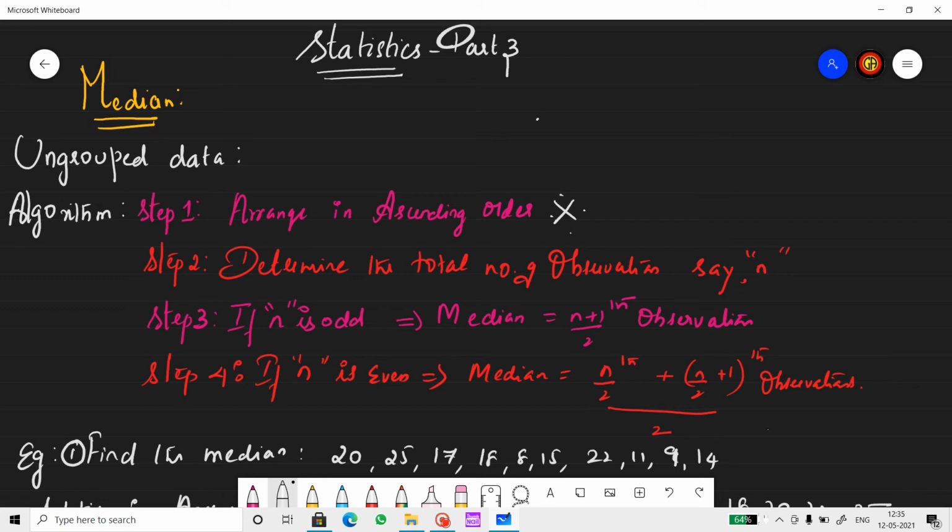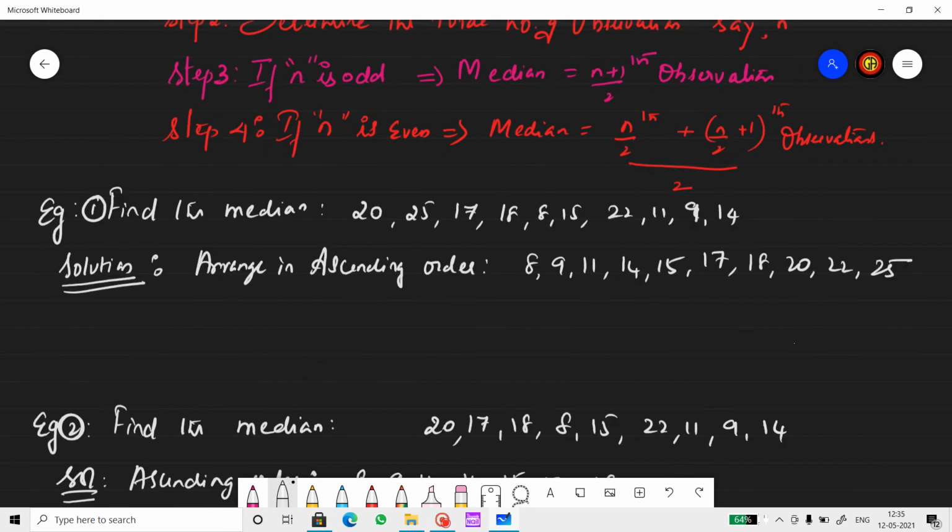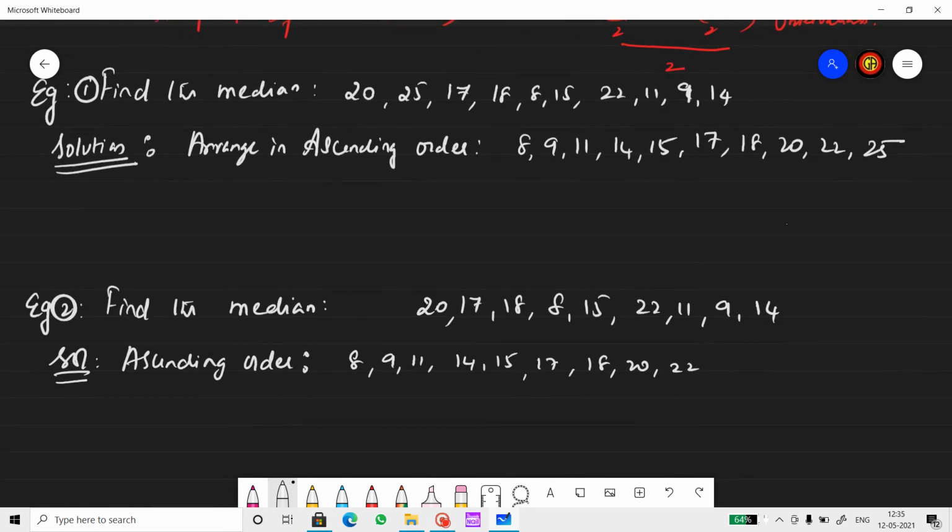Alright, let's take sums to understand this concept better. I've chosen two sums. Question number 1: if I count the number of observations, it's 1, 2, 3, 4, 5, 6, 7, 8, 9 and 10. So n here is 10, which is even, isn't it? Now my first step is ascending order. I have already arranged it in ascending order in order to save some time.